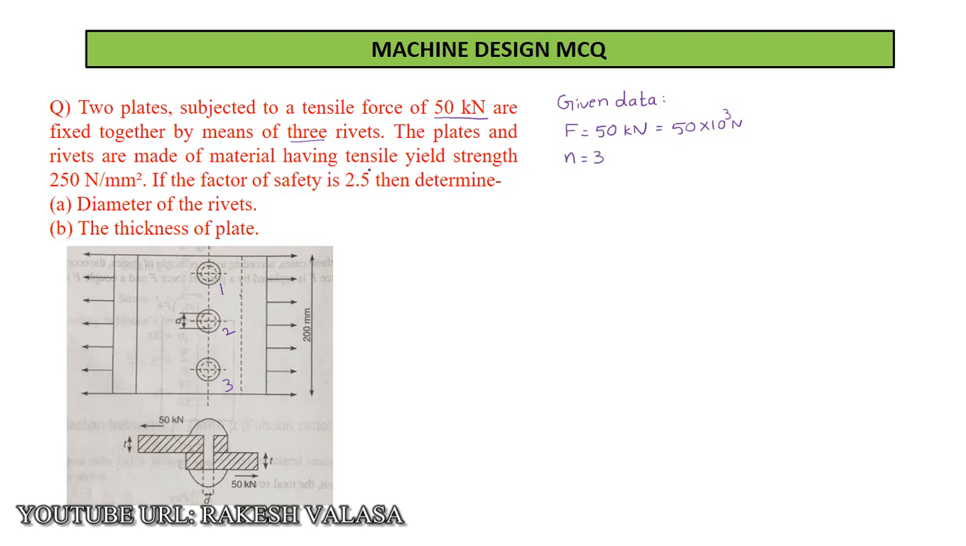Tensile yield strength, that means SYT, equal to 250 Newton per mm square. Factor of safety equal to 2.5. We can determine the diameter of the rivet by using permissible shear stress tau. Similarly, we can determine thickness by using permissible tensile stress.